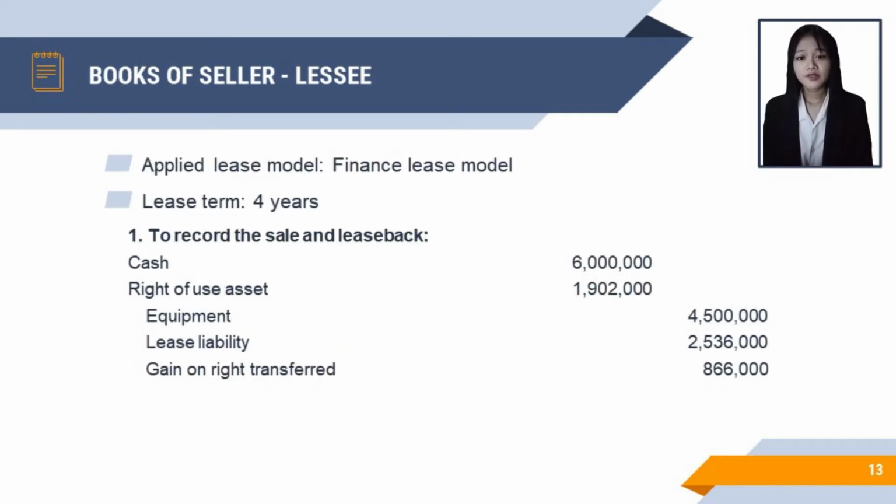Before we proceed to the journal entries in the books of the seller-lessee, the lease model we used here is the financial lease model with a lease term of 4 years. Number 1 is to record the sale and leaseback. Debit cash for 6 million and debit right of use asset for 1,902,000; credit equipment for 4.5 million, lease liability for 2,536,000, and credit also gain on right transferred for 866,000.